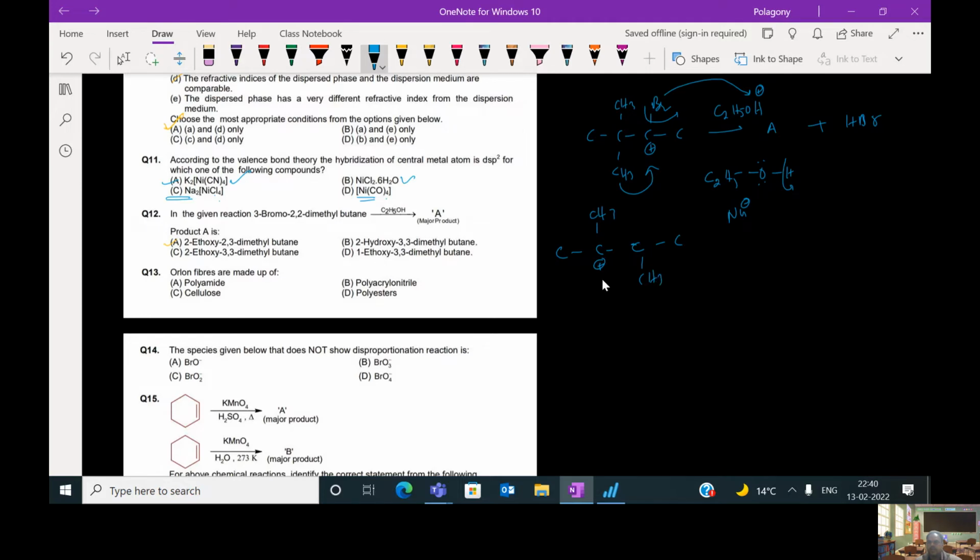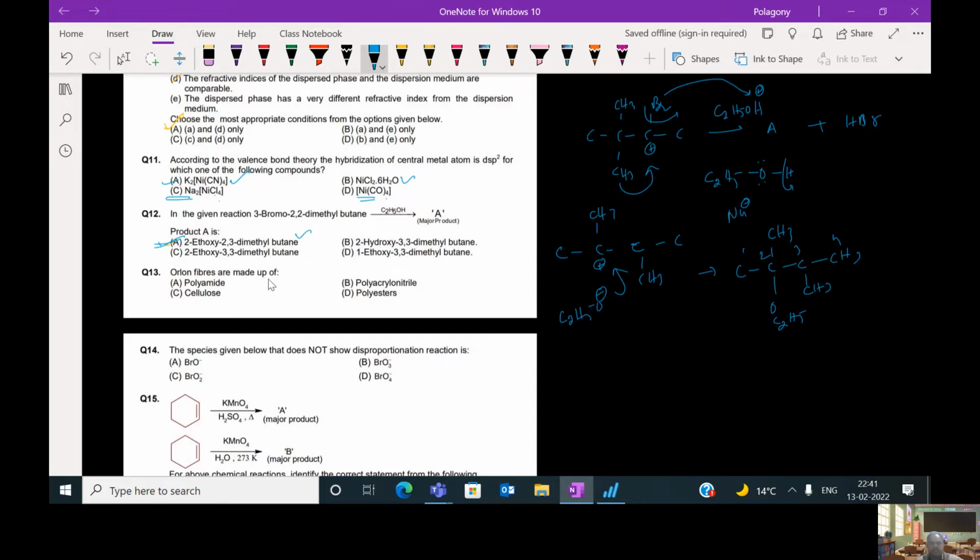Now the nucleophile attacks here. C2H5O will attack this carbocation and form the compound CH3, C, and CH3. So here is the methyl group, and here will be the C2H5: 2-ethoxy and 2-methyl, and 3. So 1, 2, 3, 4. Then answer A is the most appropriate one. A is the correct option, we can say.